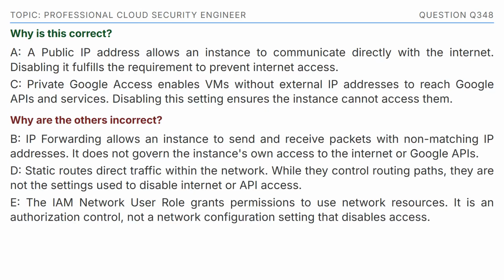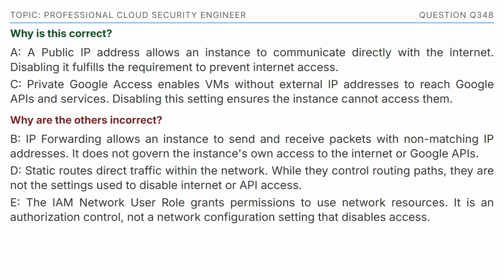Why is this correct? A. A public IP address allows an instance to communicate directly with the internet. Disabling it fulfills the requirement to prevent internet access. C. Private Google Access enables VMs without external IP addresses to reach Google APIs and services. Disabling this setting ensures the instance cannot access them.